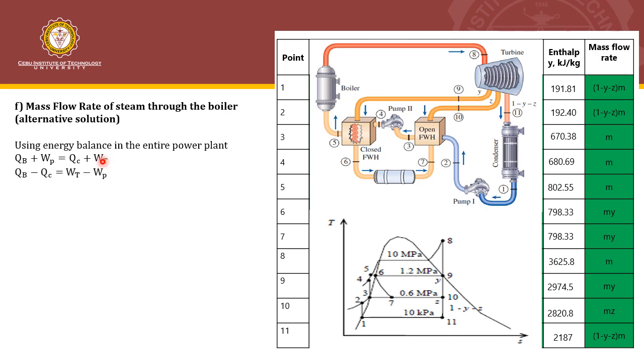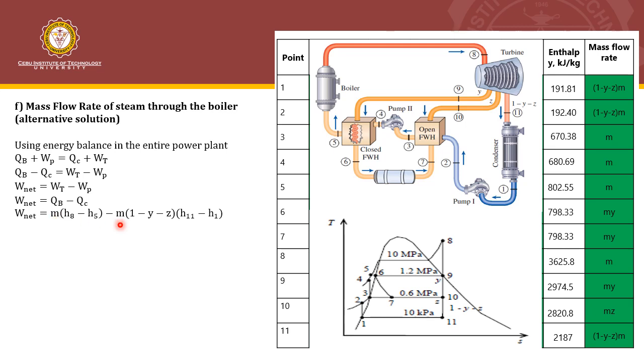So rearranging that, we know that QB minus QC will then be equal to work turbine minus work pump. And we know that this quantity is known also as the work net. So work net is just equal to work turbine minus work pump, or Q boiler minus Q condenser. So the Q of the boiler is just equal to mass multiplied by H8 minus H5, or the difference of enthalpies across the boiler multiplied by the mass flow rate through the boiler.